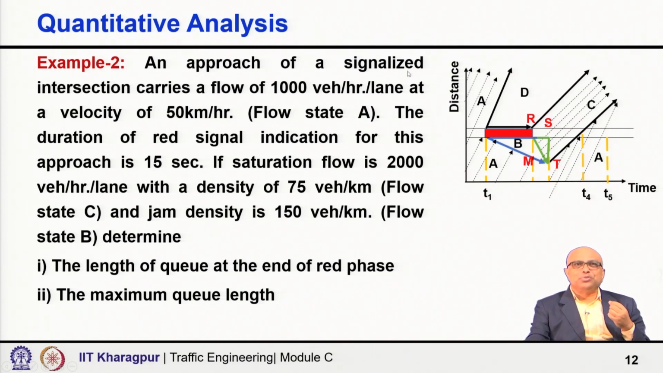So, an approach of a signalized intersection carries a flow of 1000 vehicle per hour per lane at a velocity of 50 kilometer per hour, that is traffic state A. The duration of red signal indication for this approach is 15 seconds. So, this time is actually 15 seconds in x axis.